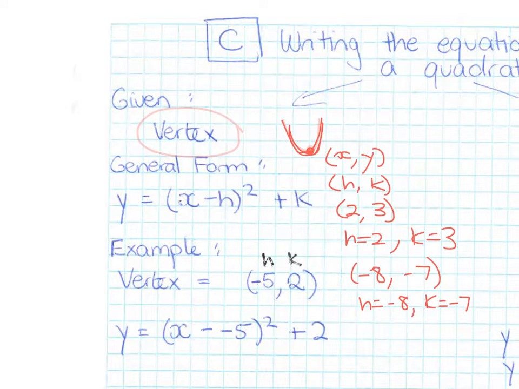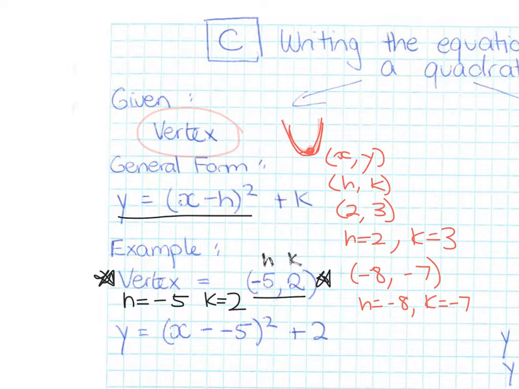So let's do an example of writing an equation once we have actually been given the vertex. Our example is this one right here. The vertex we have been given is -5, 2. If you want to be able to do this, write what h and k is. h is equal to -5, k is equal to 2. Now remember, the general equation, if we have a vertex, is this form. So all we do is write that out.